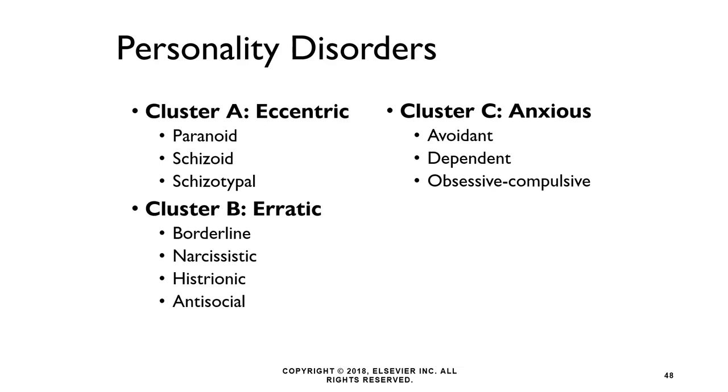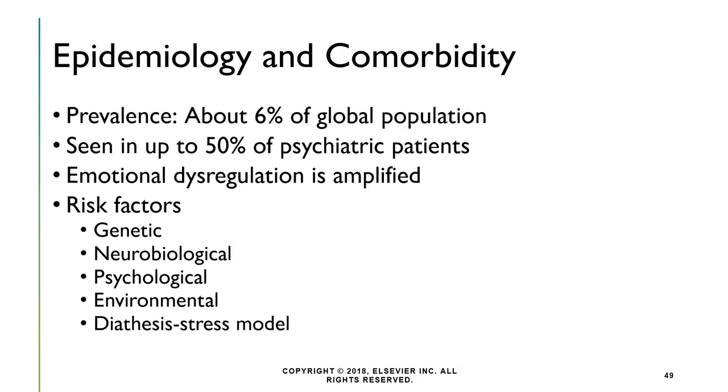Cluster C are anxious. They are fearful. They're insecure. And we see that a lot. And when we get to each of these disorders, you'll see how it relates to the cluster that we put them in. So epidemiology and comorbidity: about 6% of the global population. In some instances in the United States, it could be up to about 10%. So these are pretty pervasive.